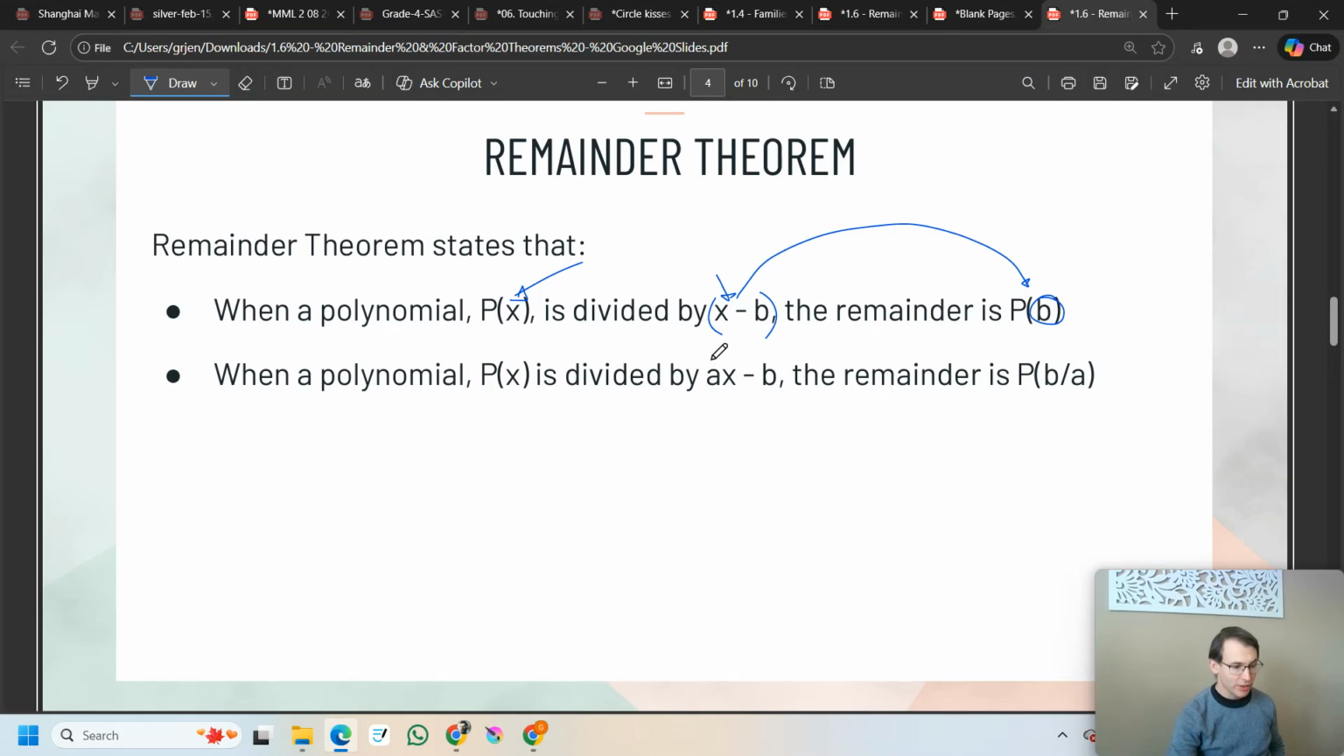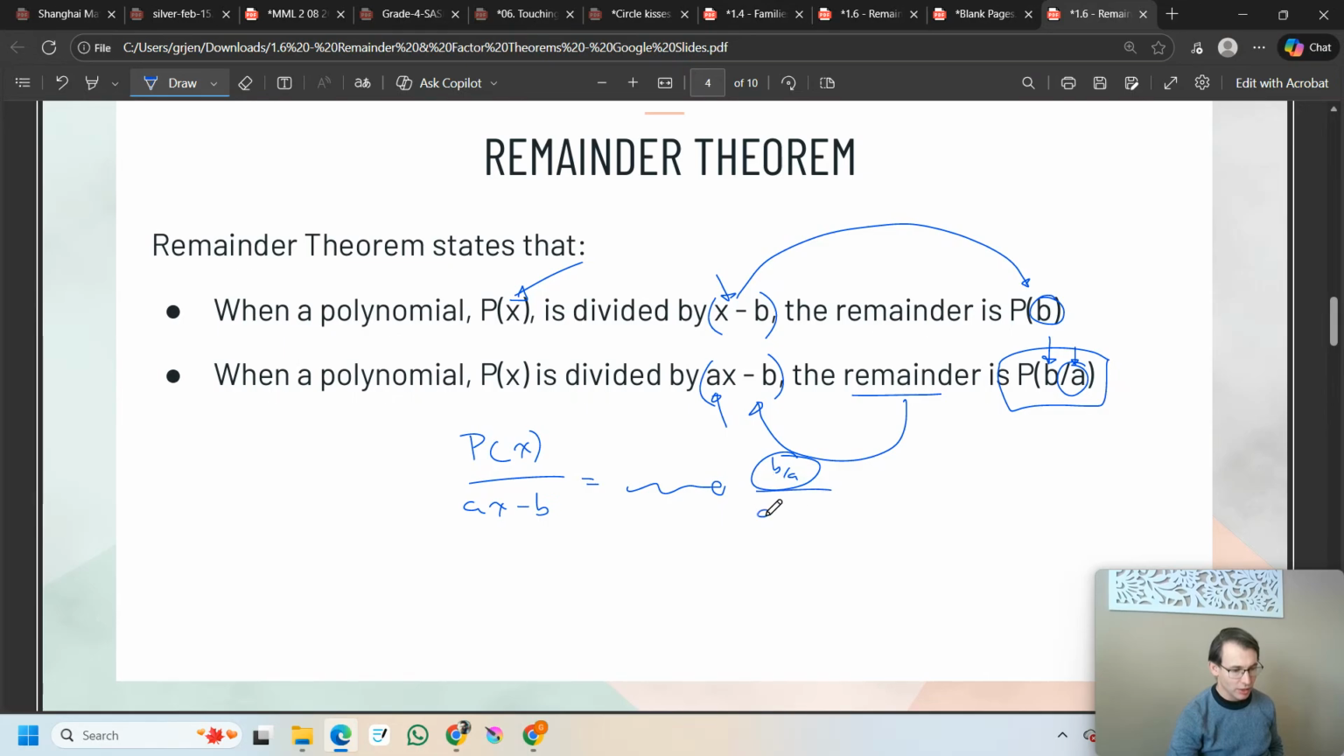Okay? If, on the other hand, we divide by a binomial factor with a leading coefficient that's not 1, well, we have to divide b by a, and then when we get the value of the function at that point, that will be the remainder from this division. Like if we do p of x divided by ax minus b, we're going to get some function there, but then we get a remainder that's b on a, all over ax minus b. Okay, so it's still going to show up. So that's neat. So let's take a look at some examples.